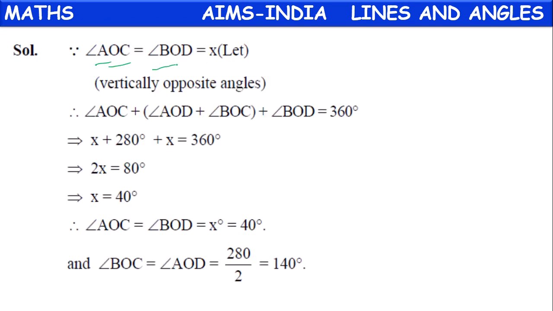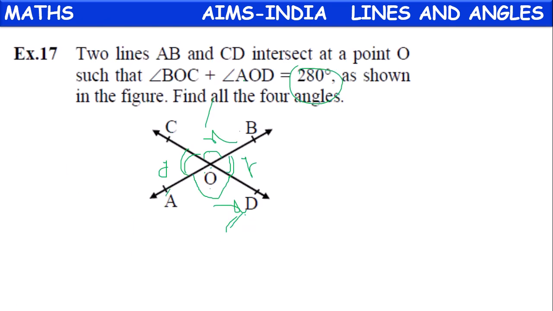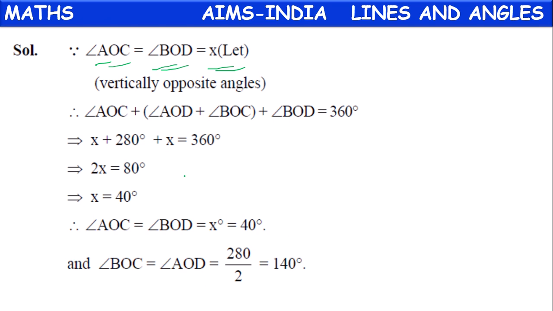So AOC, BOD, let it be x. These two are equal, these two are equal. Sum of all the four angles around a point equal to 360 degrees. So AOC plus AOD plus BOC plus BOD equal to 360 degrees.